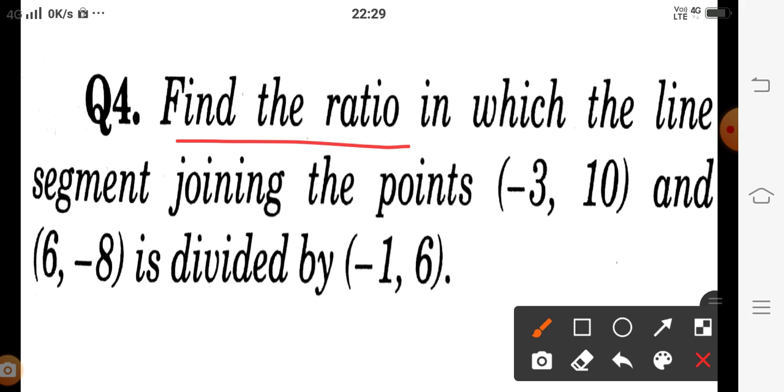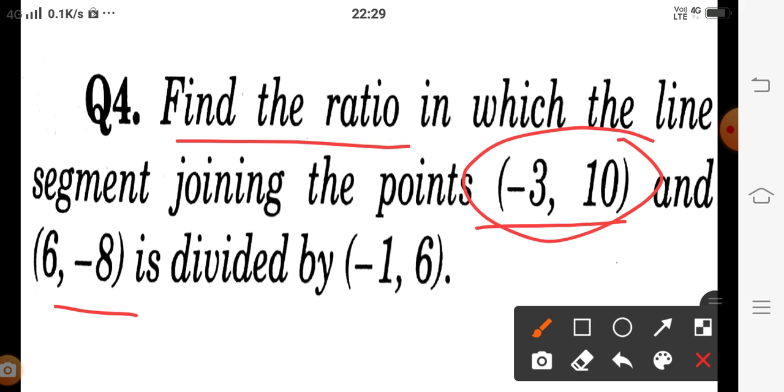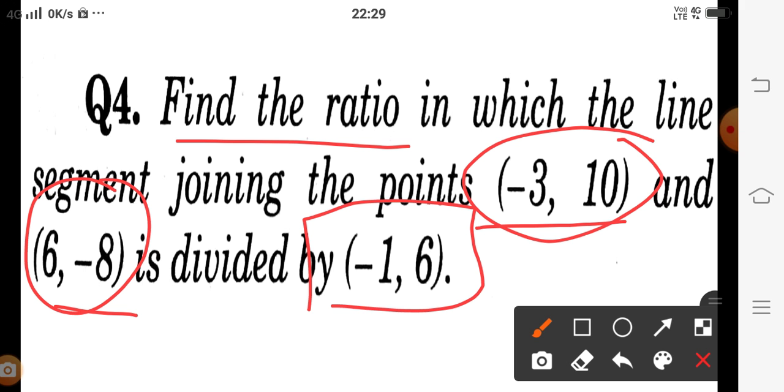In this question we have to find the ratio, and the values given to you are these. The line segment we get by joining the points (-3, 10) and (6, -8). If you join these two points, you get a line segment, and the point (-1, 6) is given. This point divides the given line segment in a fixed ratio, and that ratio we have to find.